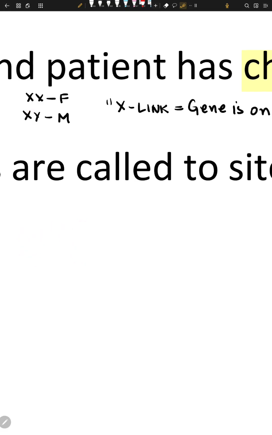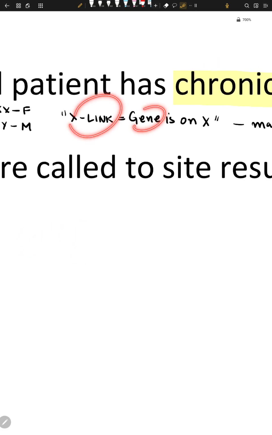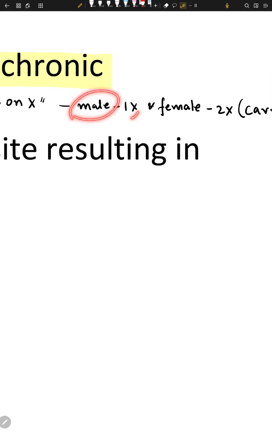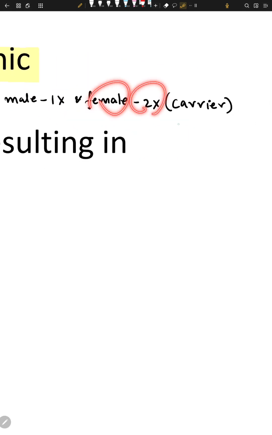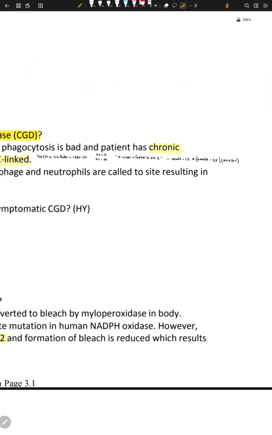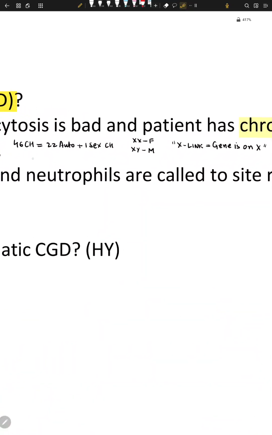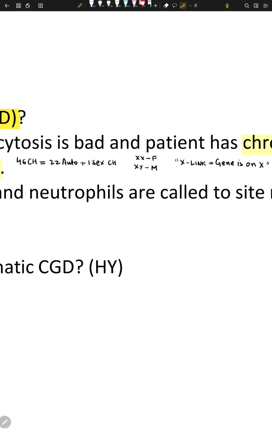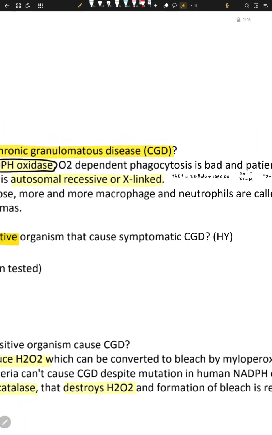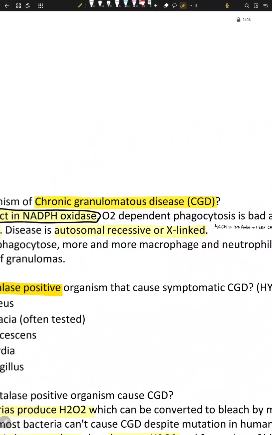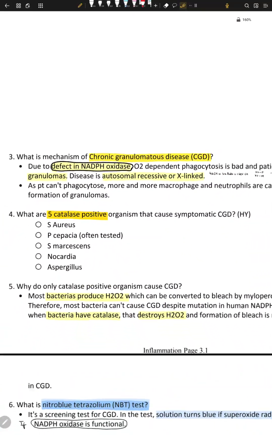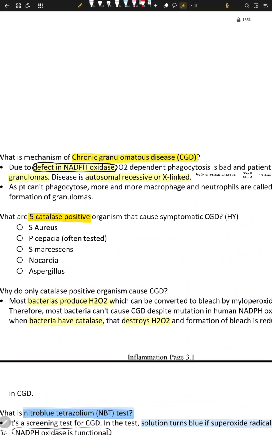So usually what happens is that it's X-linked, it's a gene on X. So the male gives you 1 X, the female gives you 2 X. So she is usually a carrier, right? I hope you understand. I'm really bad at explaining genetics right now. I think I can explain it much better, but I don't want to dive into this, because it's pathology. We're trying to understand pathology, not genetics. They're not really different.